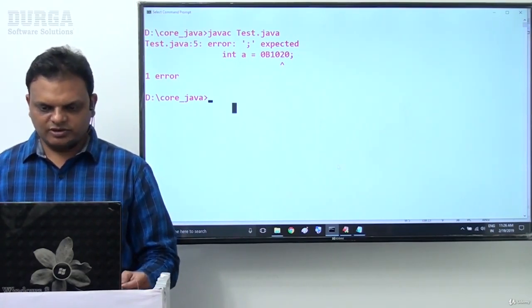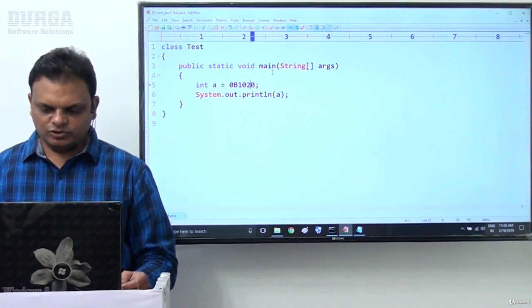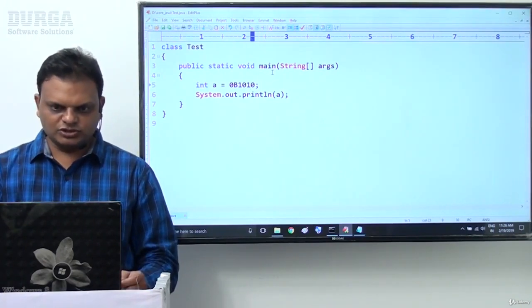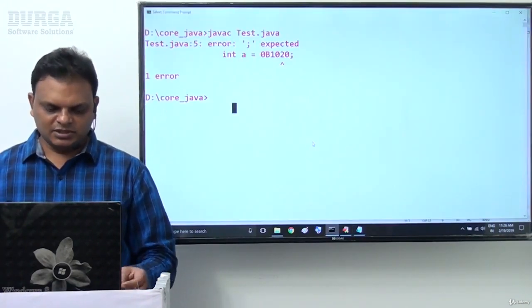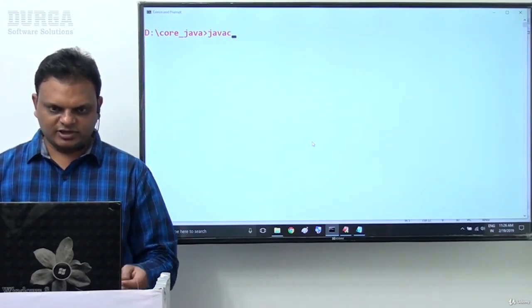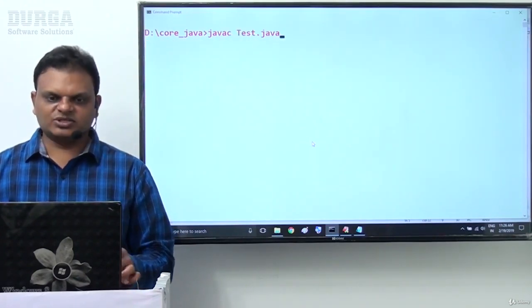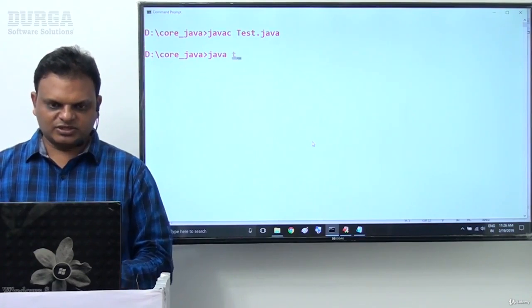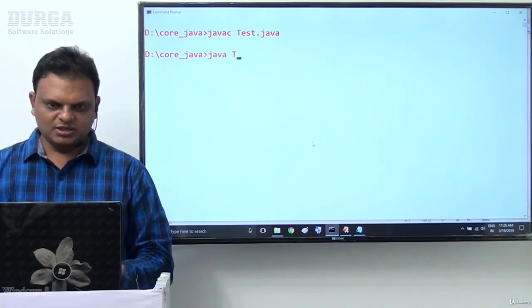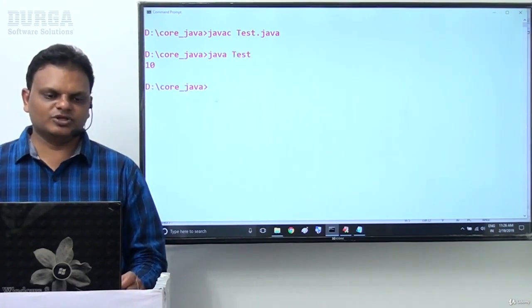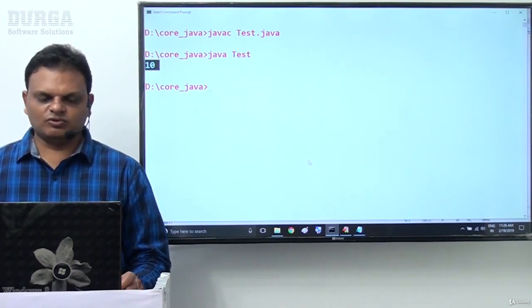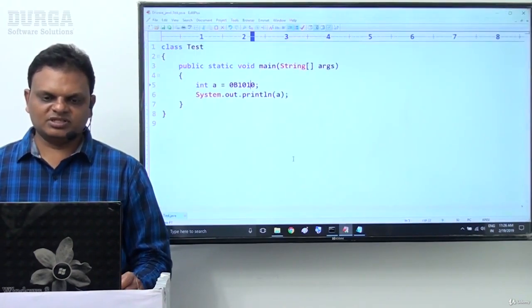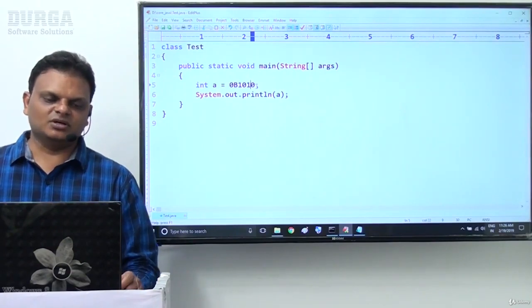Okay sir, good. Now in my program, I want to remove this 2 and provide 1010. It's okay, it's a binary number. Observe carefully. Java C space test.java, clear, compiled successfully. Java space test. Here we get the output 10. Output is 10 for 1010. Why? Because it's binary, so the decimal equivalent is 10.